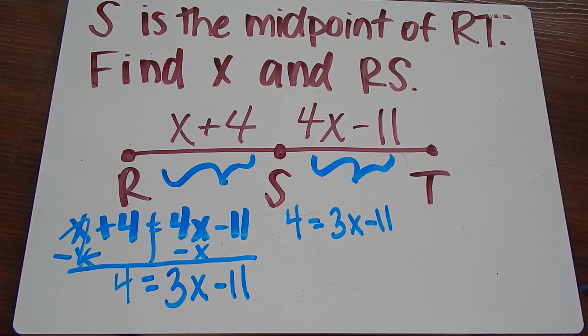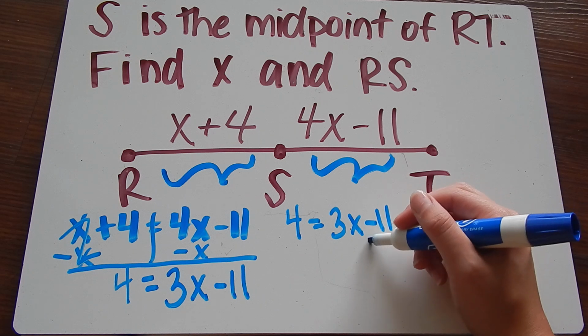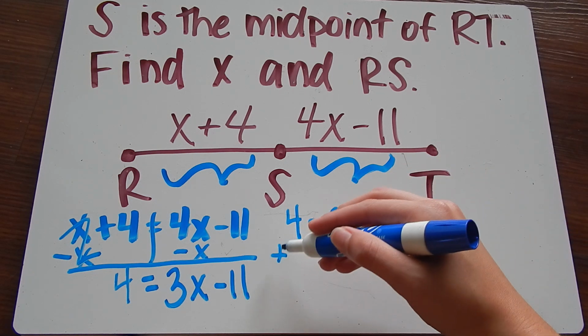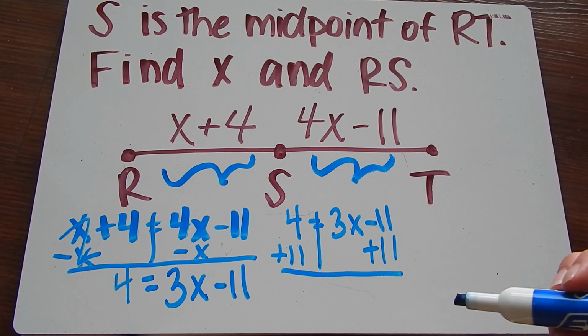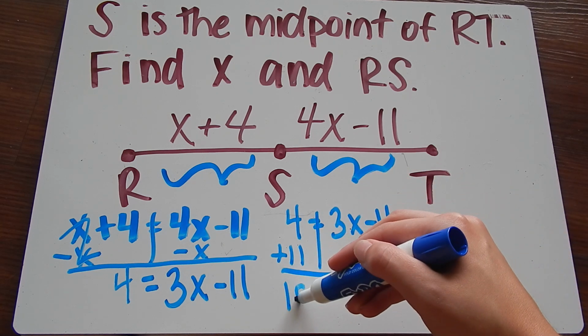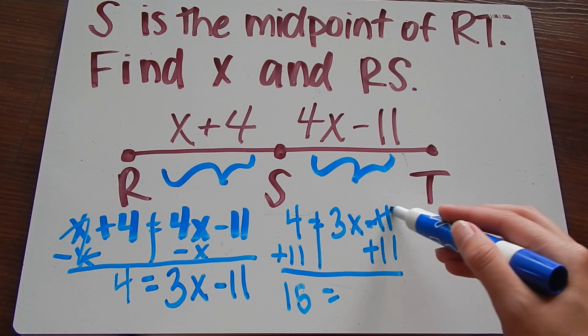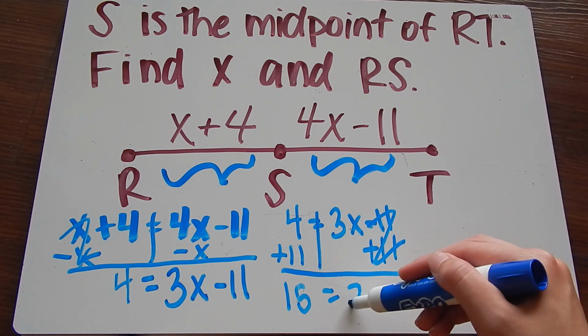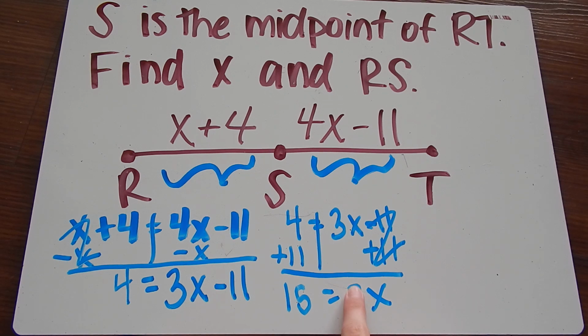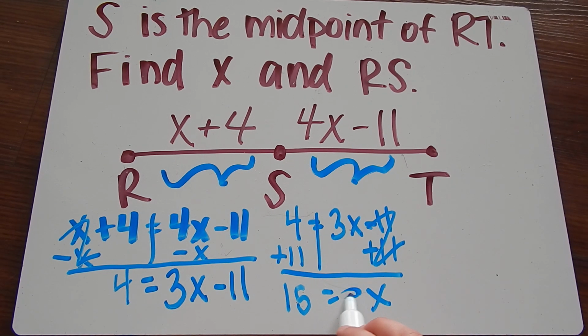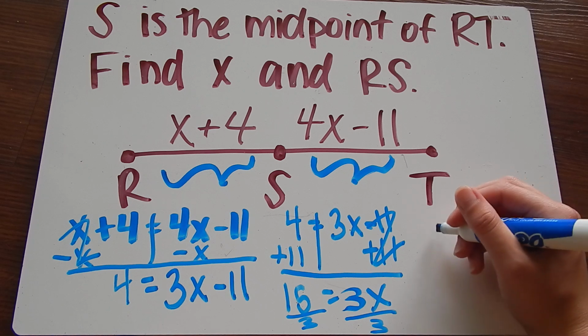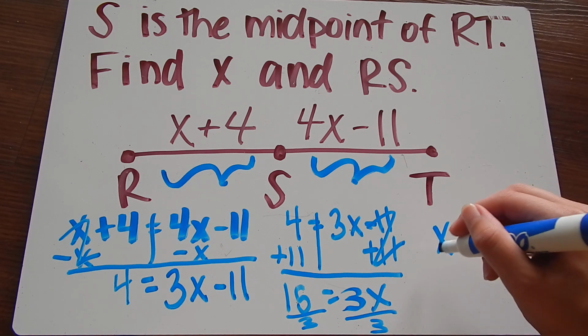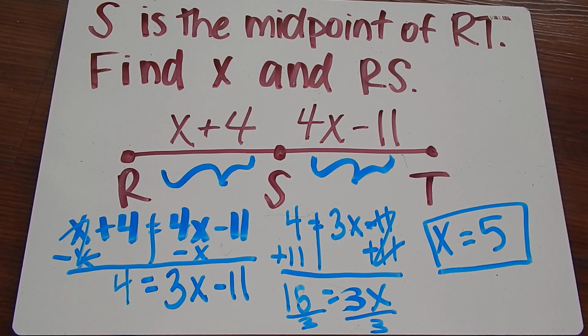Now I want to get x by itself. This becomes a two-step equation, so I want to get rid of what's not attached. It's a minus 11, so I'm going to add 11 to both sides. 4 plus 11 is 15. These 11s here will zero out, and I'm just left with 3x. Rewrite that 3x. Then to get x by itself, I'm going to divide both sides by 3. And I get my answer, x equals 5, because 15 divided by 3 is 5. So that's half of my answer.